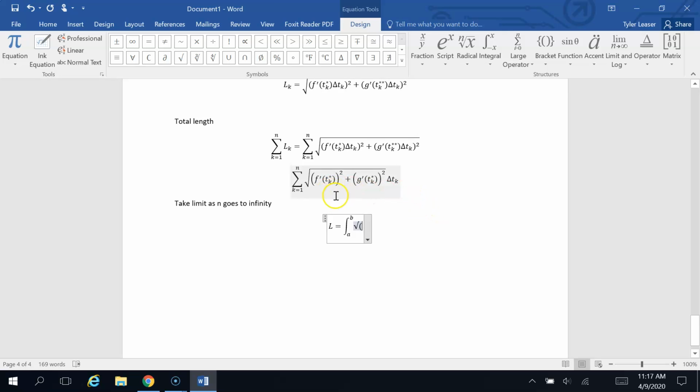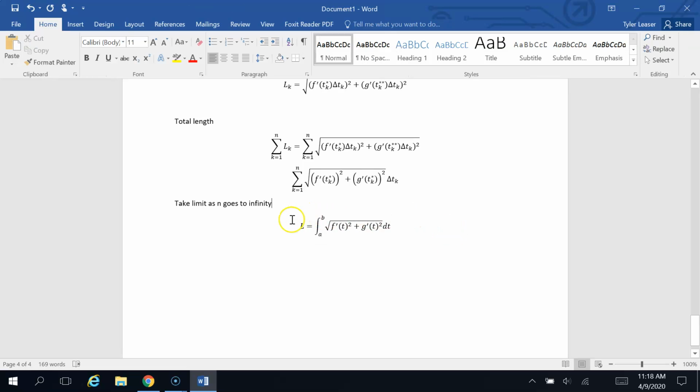If my partitions are going to infinity, which means that the distance between the partitions gets infinitesimally small, then we don't have to subscript these t sub k stars anymore. Just know that these are just going to be the variable t. So this is going to be the derivative of f at t squared, plus the derivative, still in the square root, sorry, plus the derivative of g squared. And then we're going to have a dt at the very end. All right, so this is going to be my formula for finding the arc length of a parameterized curve as my parameter goes from A to B. So this is the official definition.